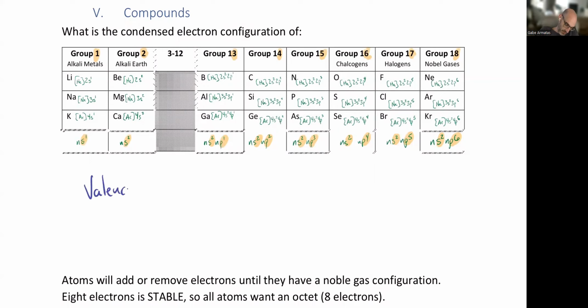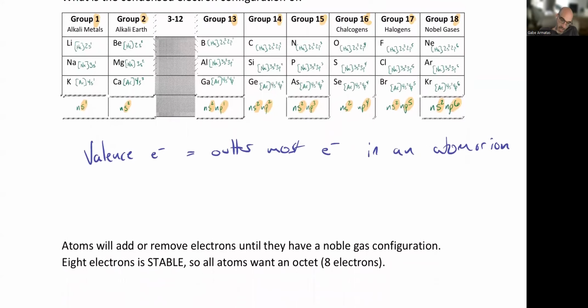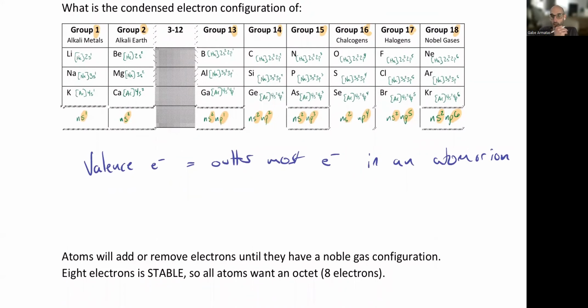So valence electrons are the outermost electrons in an atom or ion. Okay, we'll talk about ions as well. What we are going to notice is, of all of these groups on the periodic table, the noble gases are the most stable. Okay, they don't react. Helium, argon, neon, none of these things react. They prefer to just be a gas by themselves with nothing else.